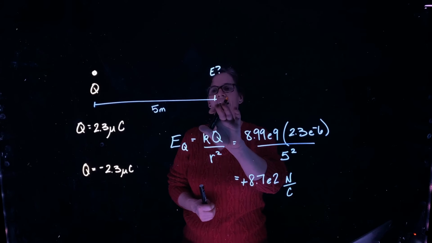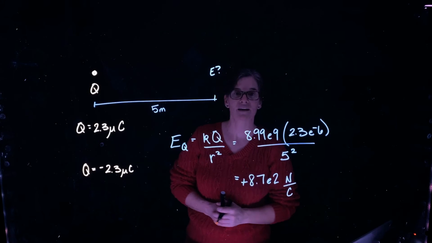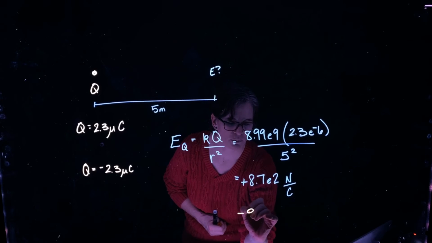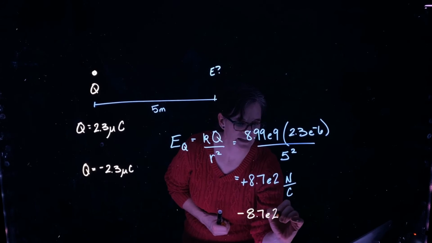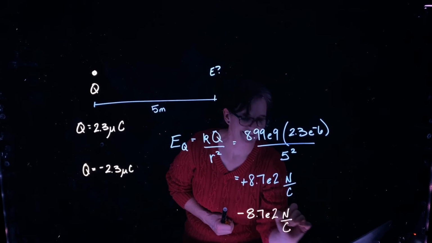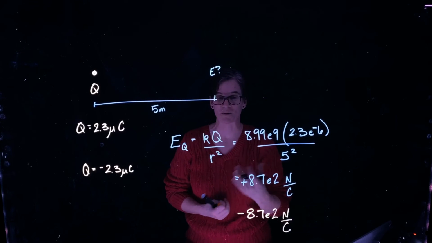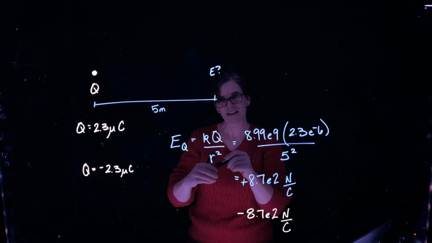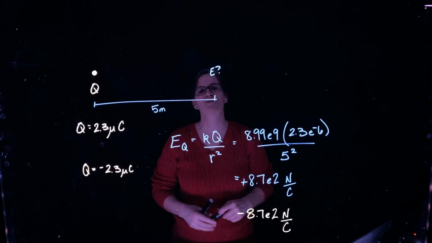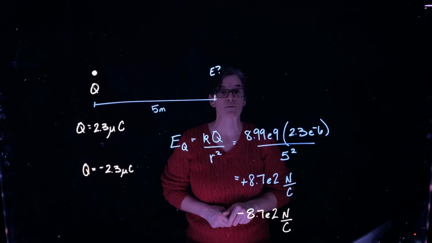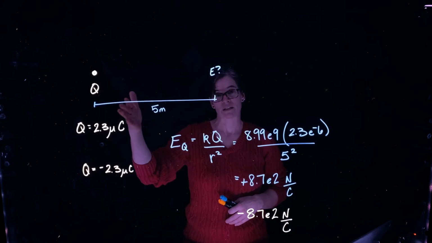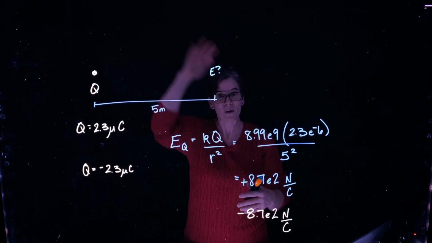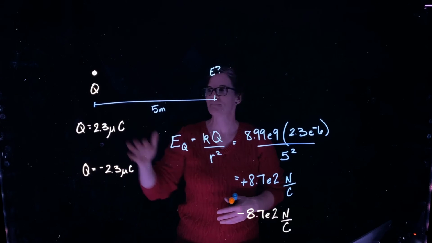So if I'm looking at a point directly to the right of charge Q, my electric field will point to the left of magnitude 8.7 times 10 to the 2, or 870 newtons per coulomb. So the magnitude of that electric field is solely dependent on the strength of that charge and the distance away. We have to look at whether we're dealing with a positive or negative charge to determine the direction, as well as where that distance away we are.